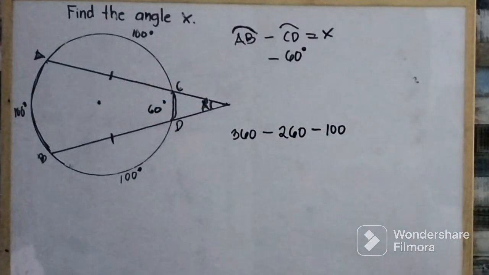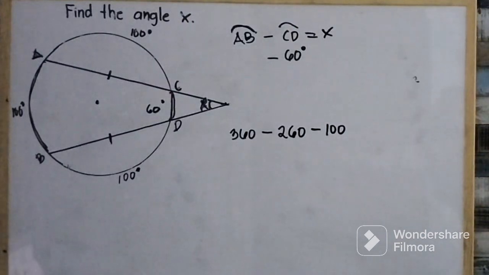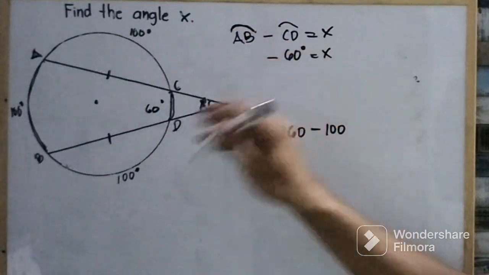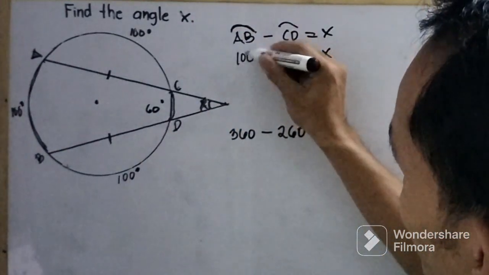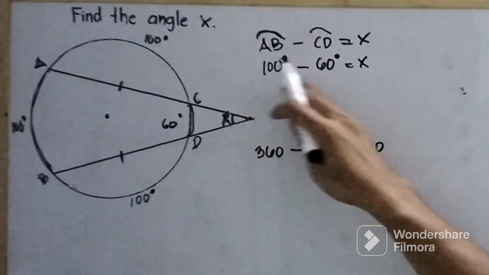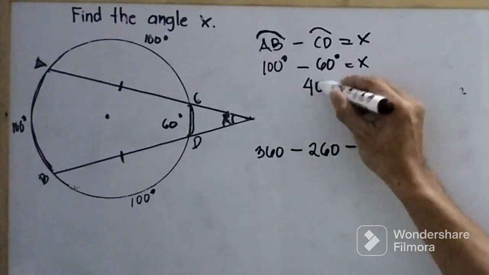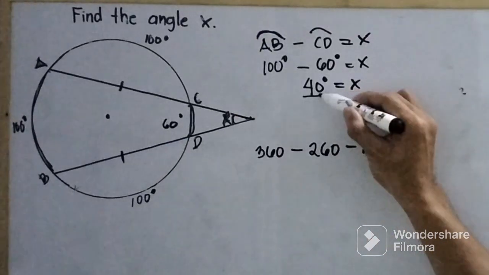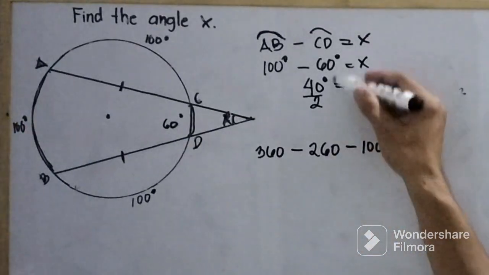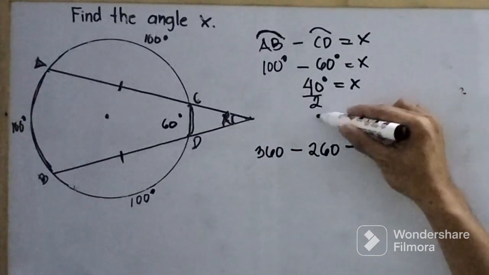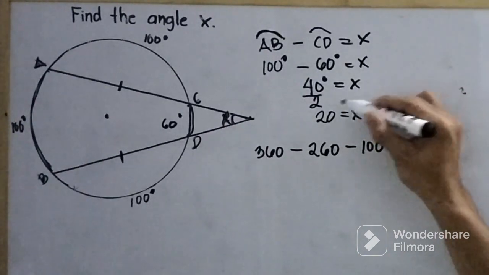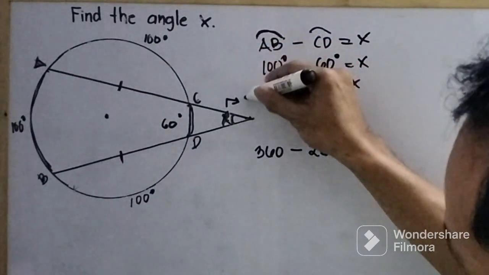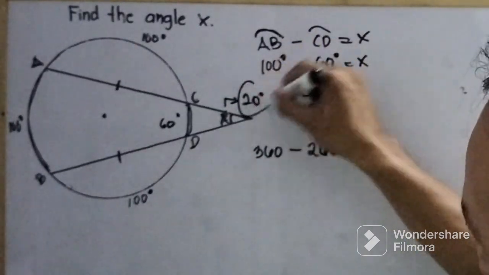Meron din tayong value ng CD. So, ibig sabihin, pwede na natin makuha yung X dito. So, ano yung arc AB natin? That is 100 degrees. So, if you gotta subtract that, that is 40 degrees is equal to X. But remember, I forgot, we have to divide it by 2 pala. Okay? So, 40 degrees divided by 2, that is 20 is equal to X. So, 20 degrees. So, the value of X here is equivalent to 20 degrees.